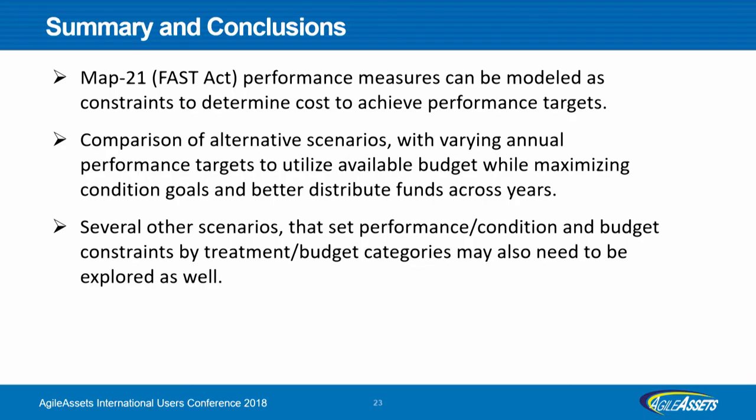So pretty much what Mohammad concluded: performance measures can be modeled as constraints to determine the cost to achieve those targets, and comparison of those scenarios can help you make an informed decision about establishing those targets. And honestly, there are so many other variations of scenarios which we can run. These five are just a representative collection. There could be many other ways to look at the impact of different funding streams and other constraints.